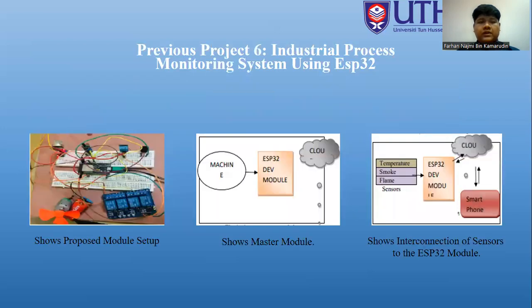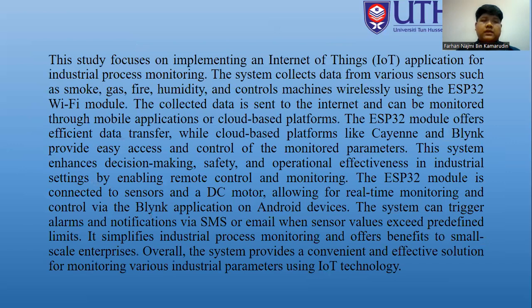So the sixth project is an industrial process monitoring system using ESP32. The first picture shows the purpose of the module system setup, the master module, and the interconnection of sensors to the ESP module. The study focused on implementing an Internet of Things application for industrial monitoring. The system collects data from various sensors such as smoke, gas, fire, and humidity, and controls machines wirelessly using the ESP32 Wi-Fi module. The collected data is sent to the internet and can be monitored through a mobile application or cloud-based platform.